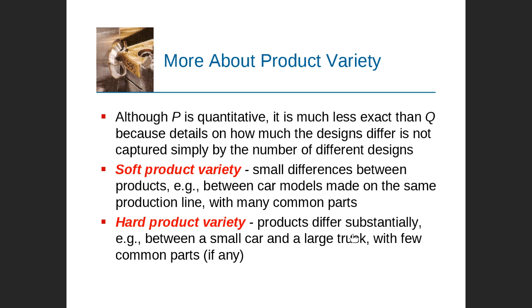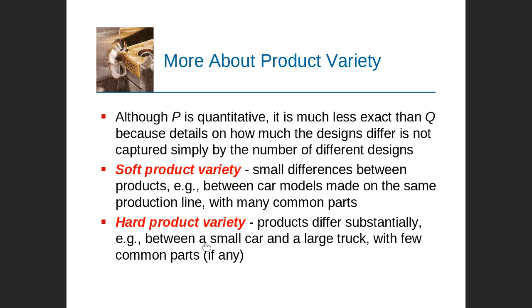So the products are totally different. Small variety means the same part, same product, like a car tire, for example. In manufacturing car tires, there are different sizes, different models. Maybe the width is bigger or the size is different. So this is what we call small variety or soft product variety. Same product, but maybe the size is different.